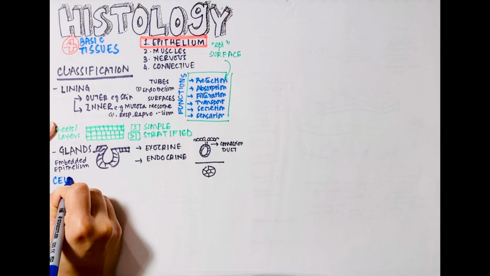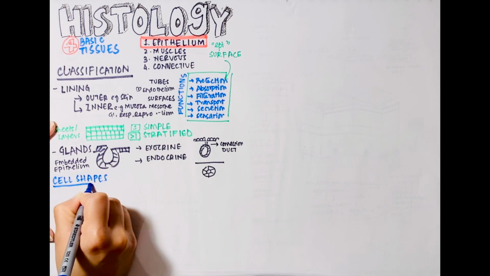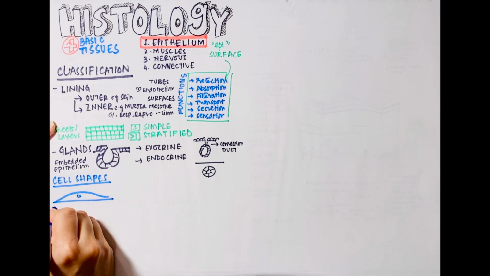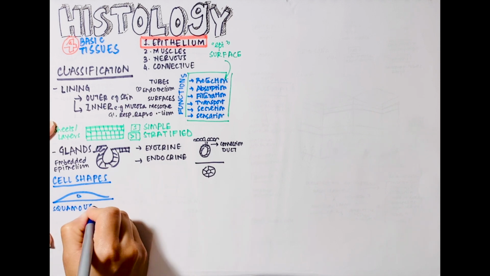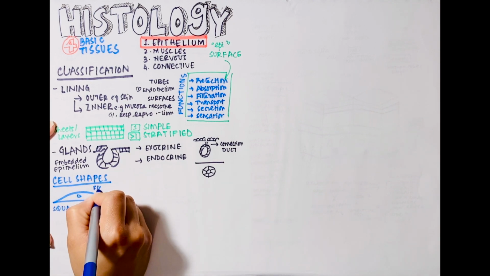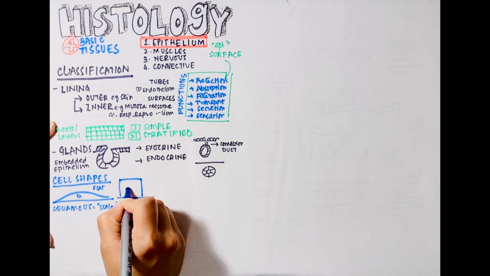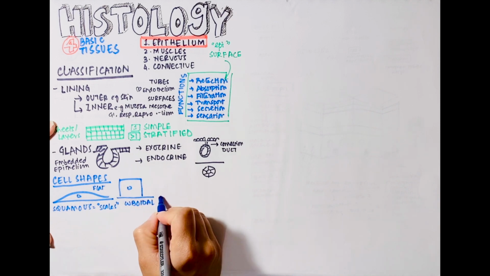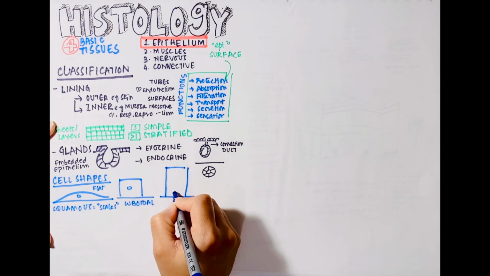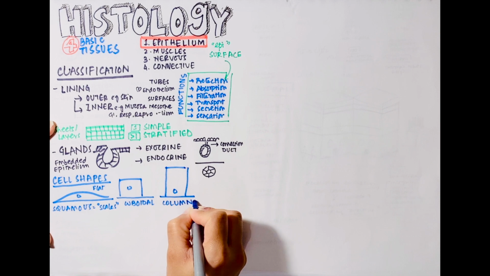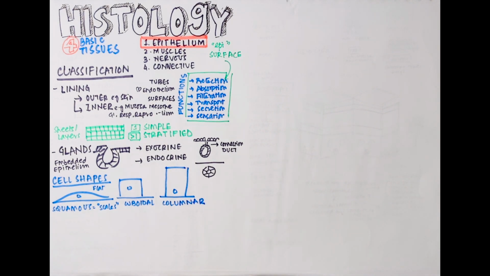Epithelial tissue can also be classified based on the morphology of the cells. So you can have flat cells, which are called squamous. Squamous means scales, so think of scales of a fish. They can be cuboidal, so almost square-shaped, and columnar, which are tall epithelial cells.